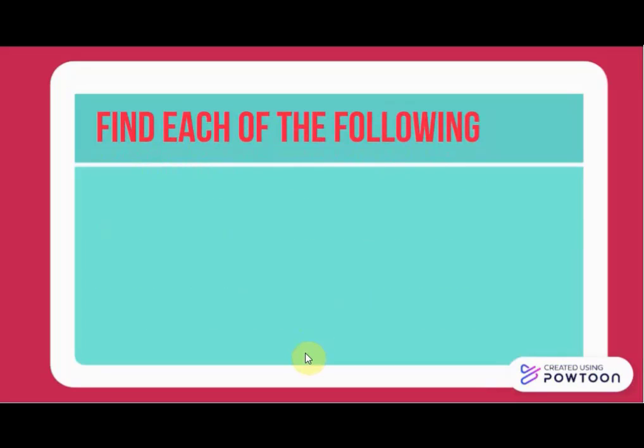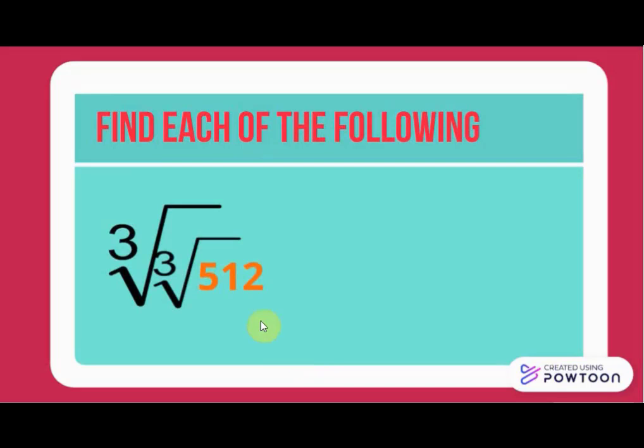Now, he wants to find the cube root of the cube root of 512. Firstly, find the cube root of 512. The cube root of 512 is 8. Then find the cube root of 8. The cube root of 8 is 2.